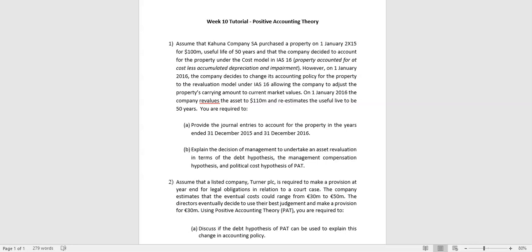In this week's tutorial, we're going to take a look at the area of positive accounting theory. So we have two short questions, question 1 and question 2, focused on this theory. But just to kick off the tutorial, I'm going to look at a couple of key things you need to take away from positive accounting theory in terms of the key concepts. You can structure your study and know the key aspects of this particular session.